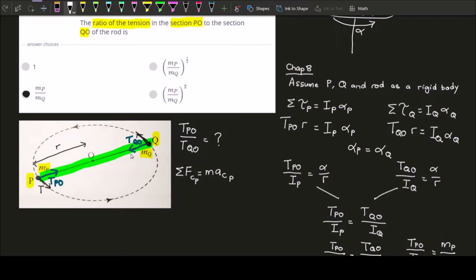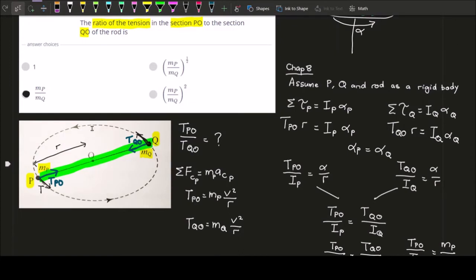Then you see this one, we treat it as tension of PO. Then you see it's equals to mass P times V square over R. Because they are connected by the same rod and they have the same distance from the center, they will have the same R and the same V square actually. So TQO will also be MQ V square over R, because they are connected by the same light rigid rod.